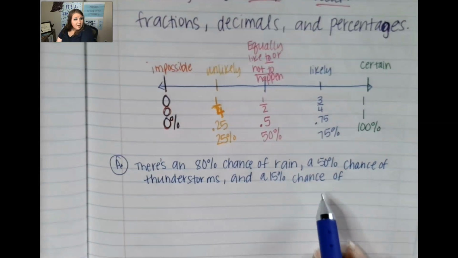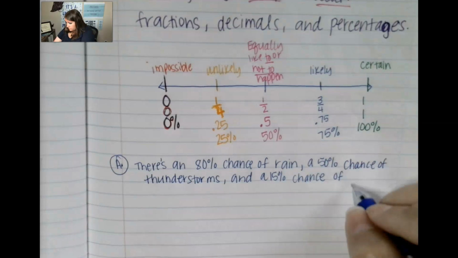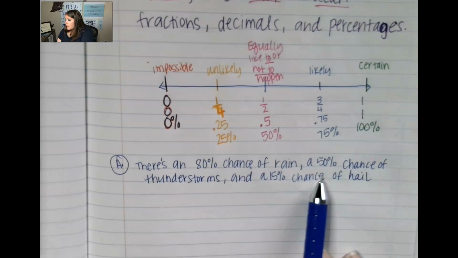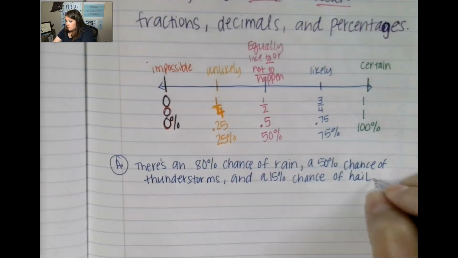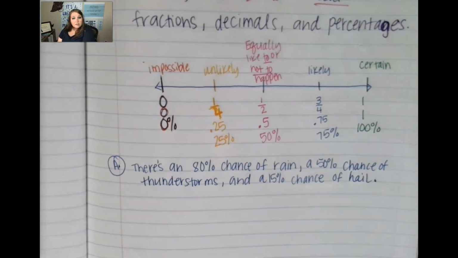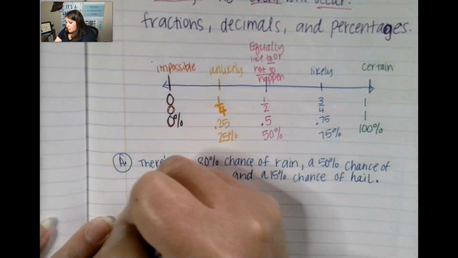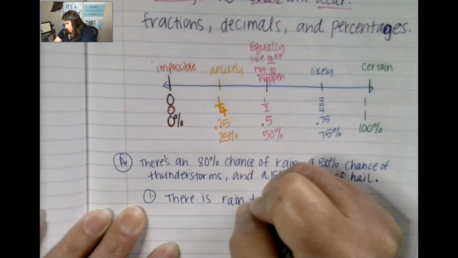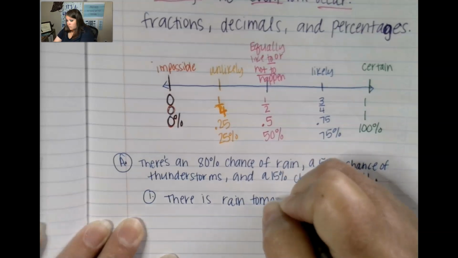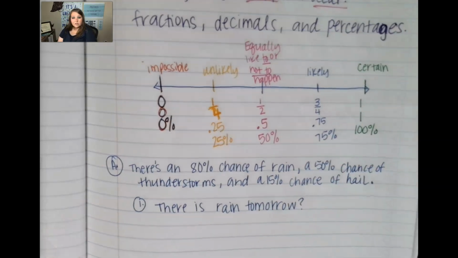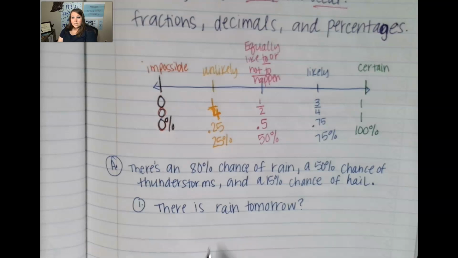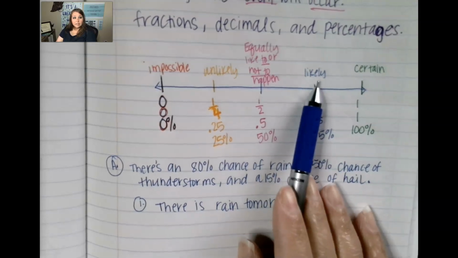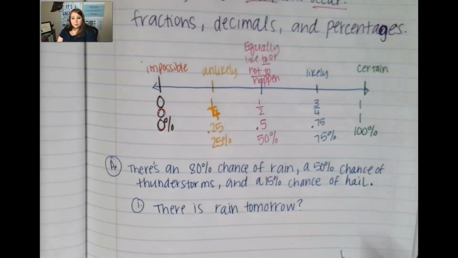And a 15% chance of hail. So it says there's an 80% chance of rain, a 50% chance of thunderstorms, and a 15% chance of hail. That is the experiment. Our job now is to answer these questions. What is the likelihood that there is rain tomorrow? Okay, that's our first question. There's an 80% chance of rain. So because 80 is closest to 75, it means that it is likely to happen. So likely that there will be rain tomorrow.